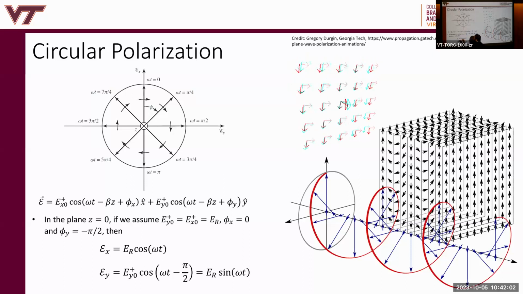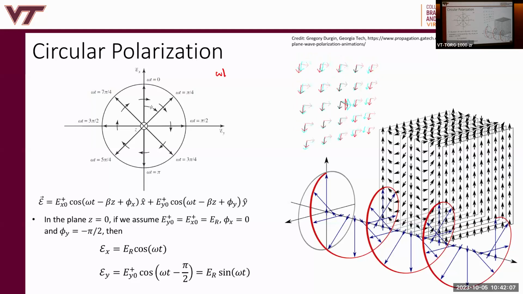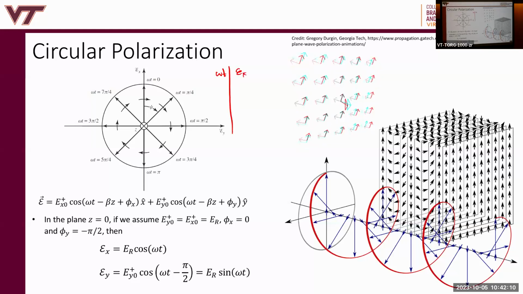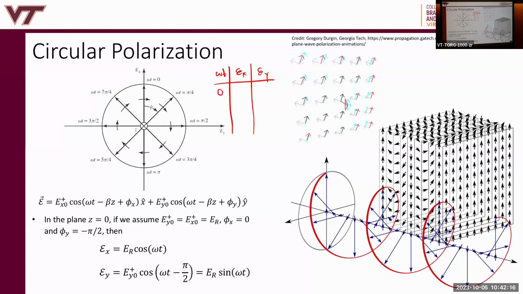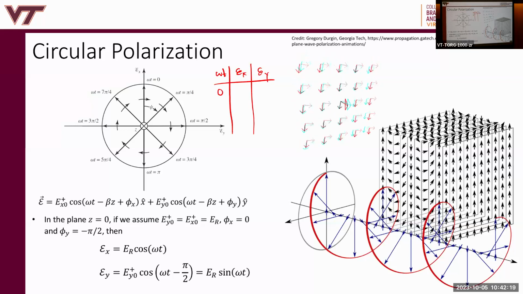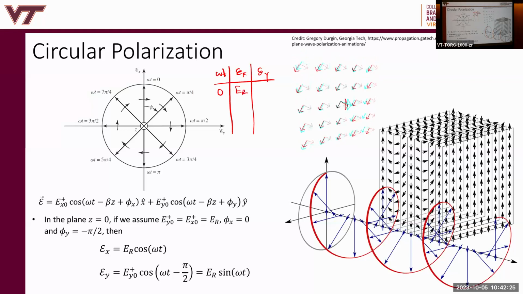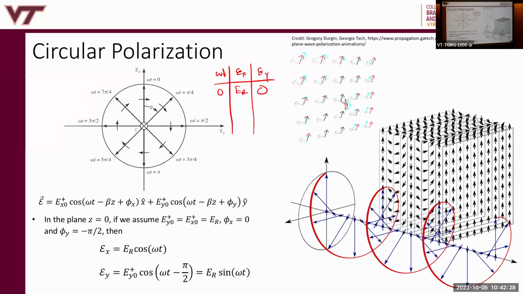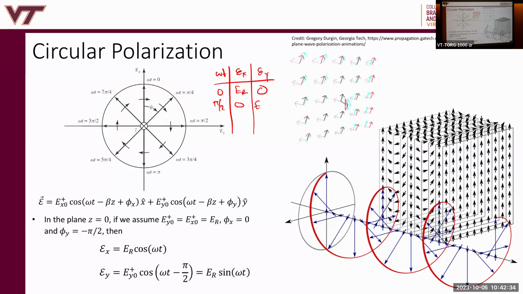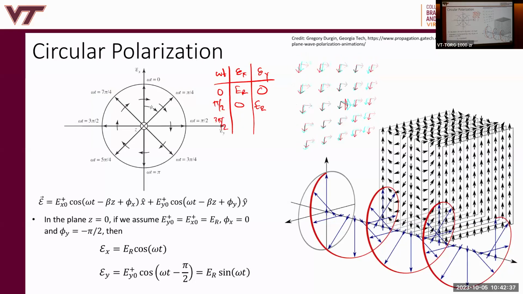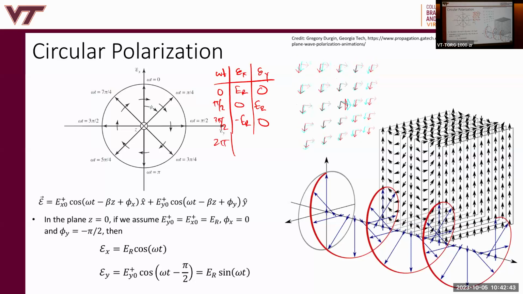We can plot these up here. What happens? Let's make a quick table. So we have omega t, we have EX, we have EY. What happens at omega t equal to 0? EX is E right, EY is 0, very good. Pi over 2? EX is 0, EY is E right. 3 pi over 2? Minus E right, 0. 2 pi.